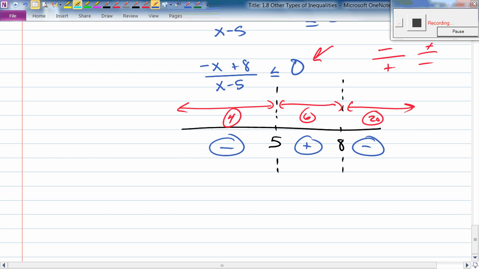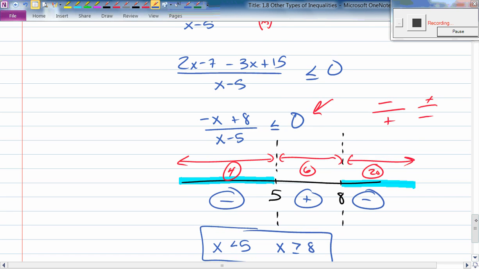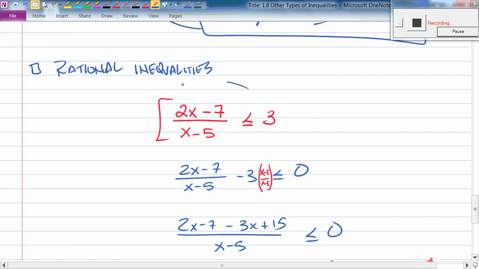Yeah, we want the negative ones, right? Because it's less than. So we want all of these points over here, and we want all of these x values over there. So our answer would look something like this. X is less than 5. It can't be equal to 5 because then I'd get 0 in the denominator, so circle less than 5. And then, or I want x values that are greater than or equal to 8. So there are my 2 intervals of x that will produce values that are less than 0. And that's a rational inequality.